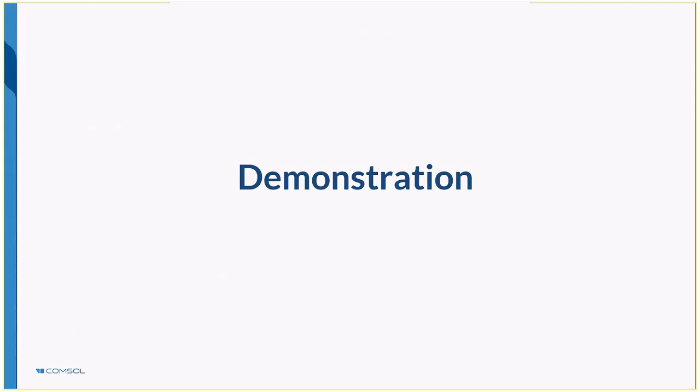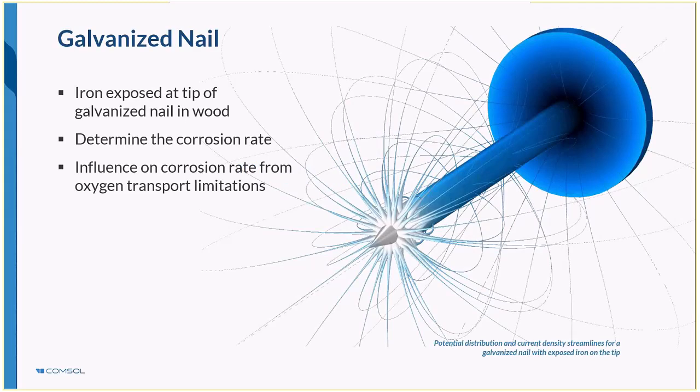So now I'm going to give you a demonstration of how we might go about using the software to simulate a corrosion problem. In this simulation, what we're going to be looking at is a galvanized nail. We're going to have the nail within a wooden domain which is wet, so that's going to be acting as our electrolyte. We can then use this to determine the corrosion rate of our nail, and then we can also add in the transport of oxygen to examine how that influences our corrosion rate.